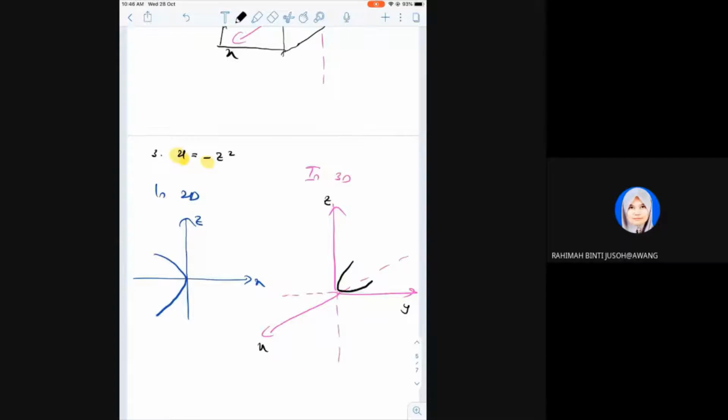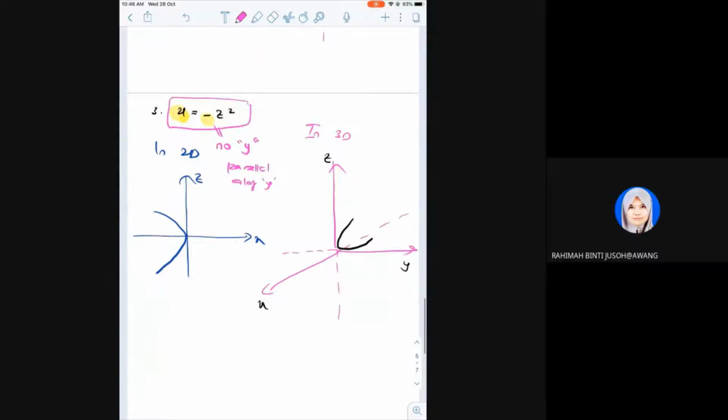Okay, now apa variable yang tak ada dalam ni guys? Y. No Y. So it should be parallel along Y. Ni kena skill sikit lah. You tarik lah sepanjang kiri ke kanan. Kiri boleh, kanan pun boleh. Okay, like this. Then this one. Alright. Understand? Dia parallel sepanjang Y. So, you nak tarik ke kiri boleh, nak tarik ke kanan pun boleh.